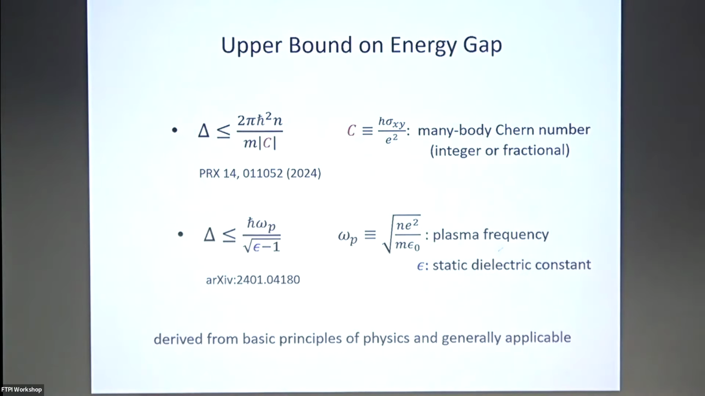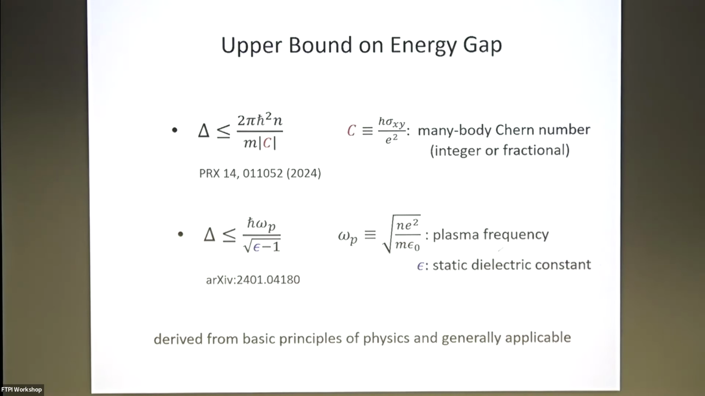So this is a summary of the main results. For two-dimensional insulating states, we found that there's an upper bound to the energy gap of Chern insulators, and it takes a very simple form: 2 pi h bar squared n over m C, where C is just the quantized sigma xy in units of the von Klitzing constant, h over e squared. This is a dimensionless number. It can be an integer, or it can take a fractional value. And n is the electron density, and m is the mass.